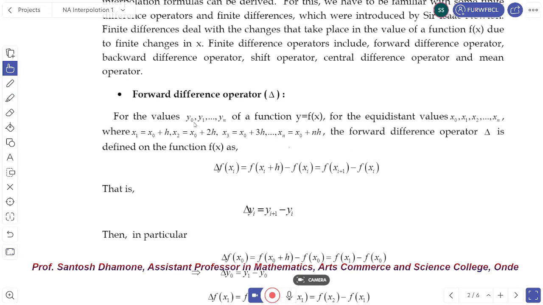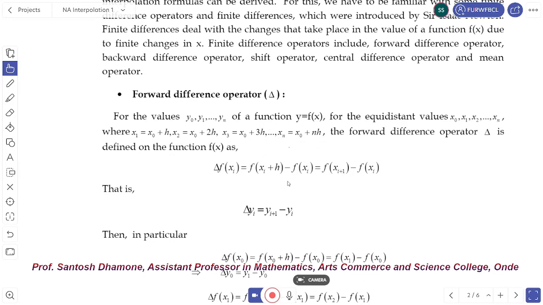For the values y0, y1 up to so on yn of a function y is equal to f of x, for the equidistant values x0, x1, x2 up to so on xn, where x1 is equal to x0 plus h, x2 is equal to x0 plus 2h, x3 is equal to x0 plus 3h up to so on xn is equal to x0 plus nh. The forward difference operator delta is defined on the function f of x as delta f of xi is equal to f of xi plus h minus f of xi, which is the same as f of xi plus 1, that is the next point, minus f of xi.